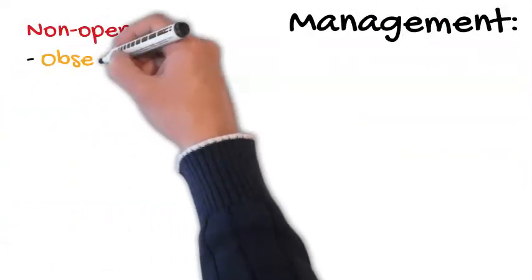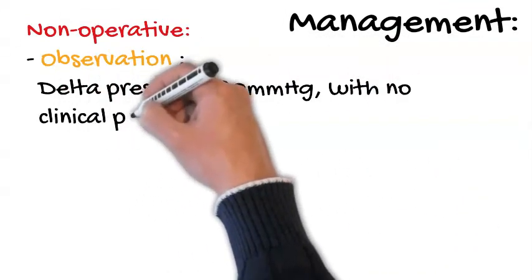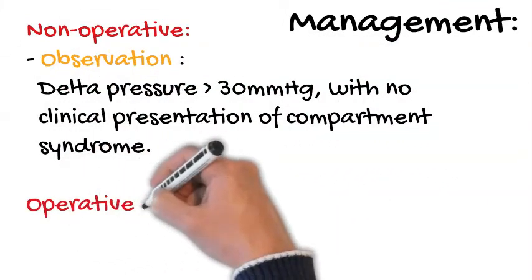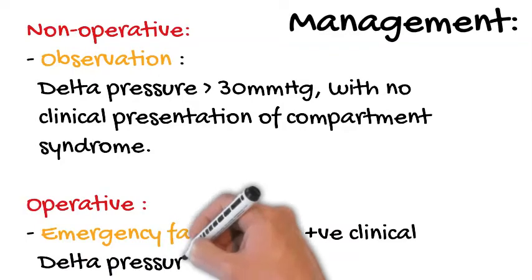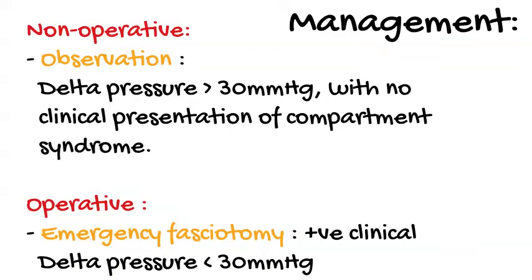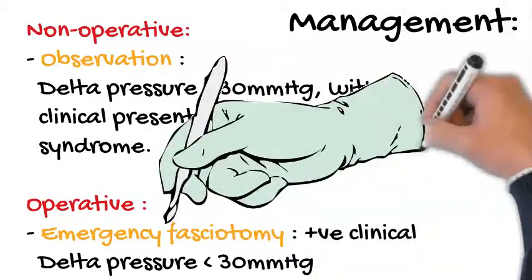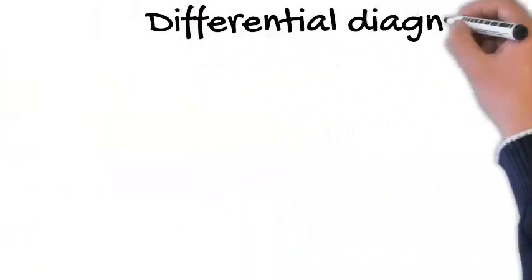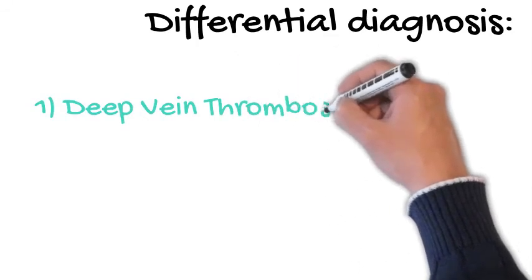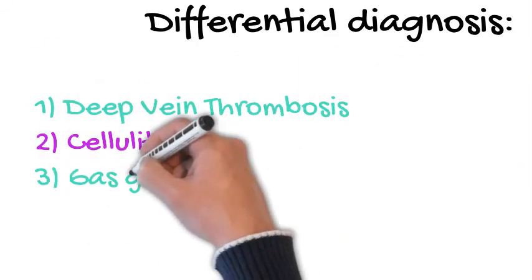For non-operative management, I will observe by serial examination when the delta pressure is more than 30 mm mercury with no clinical presentation of compartment syndrome. For operative management, I would do an emergency fasciotomy if there is a positive clinical presentation and the delta pressure is less than 30 mm mercury. I will cover regarding the incision for fasciotomy in part 2 of the compartment syndrome video.